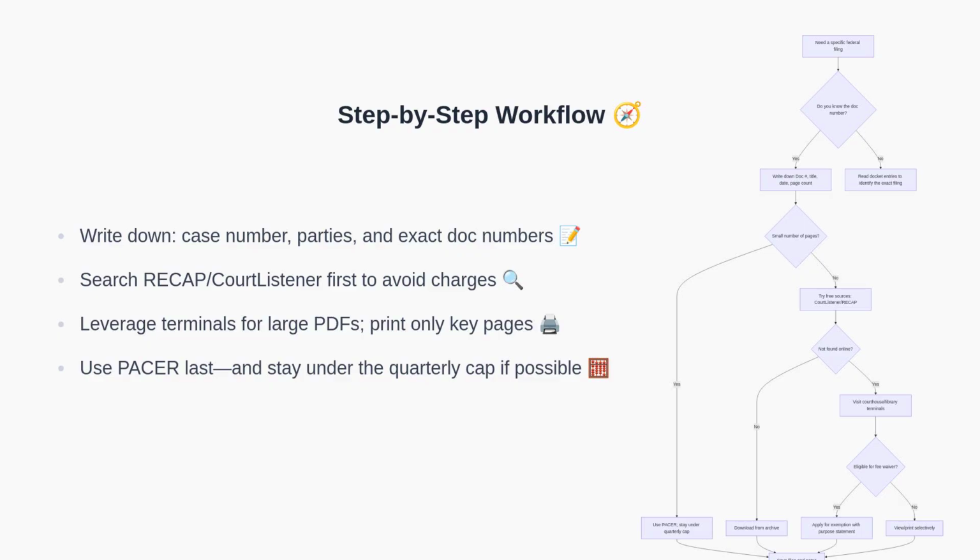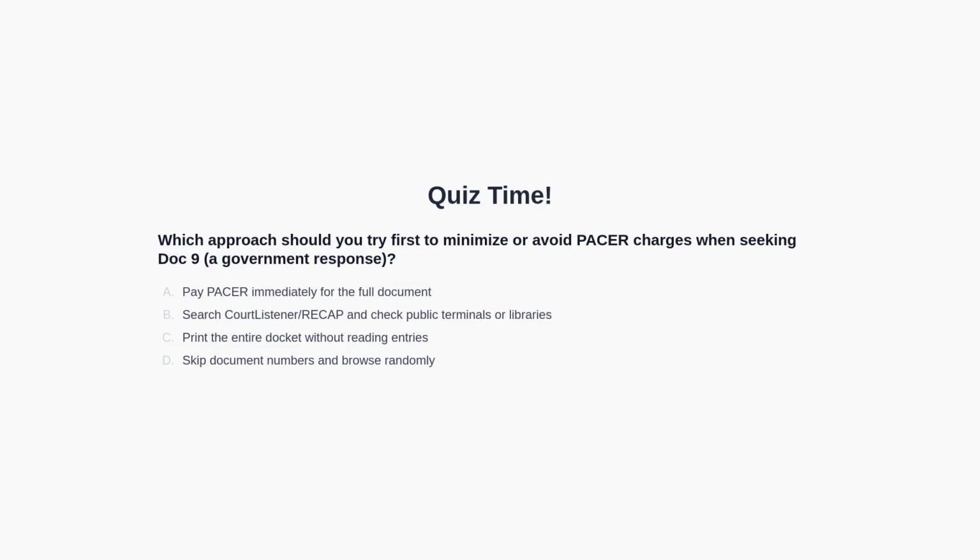With the workflow in mind, let us test your understanding. Question: which approach should you try first to minimize or avoid PACER charges when seeking Doc 9, a government response? Option A: pay PACER immediately for the full document. Option B: search Court Listener and RECAP and check public terminals or libraries. Option C: print the entire docket without reading entries. Option D: skip document numbers and browse randomly. You may pause the video now to think about the answer. We will discuss the answer in the next section of the video.